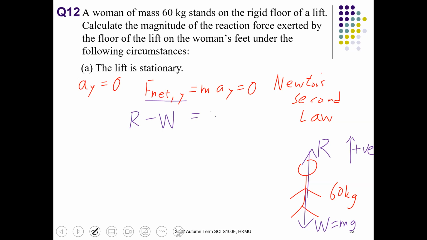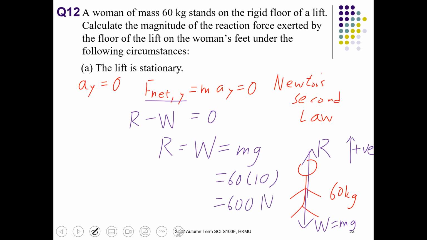If we say vertically upward as positive, the net force is now defined as R minus W. Of course, it equals 0. So the normal reaction becomes the weight, which is equal to mg. The mass is 60 kg. G is 10. This is 600 Newton.